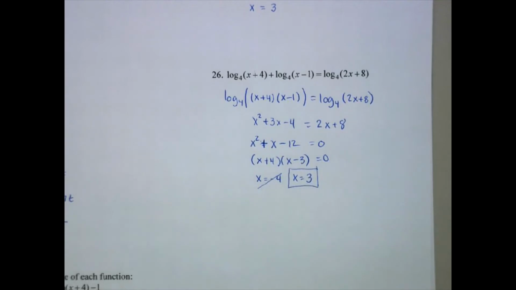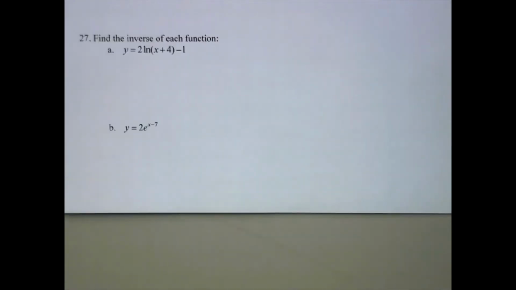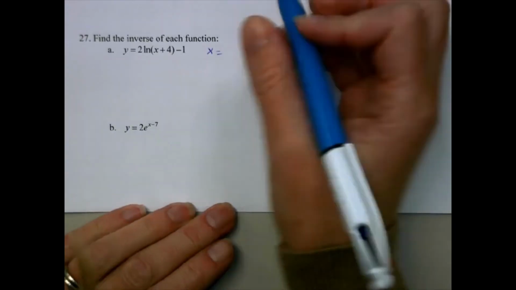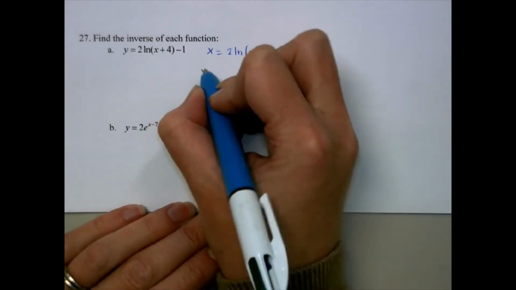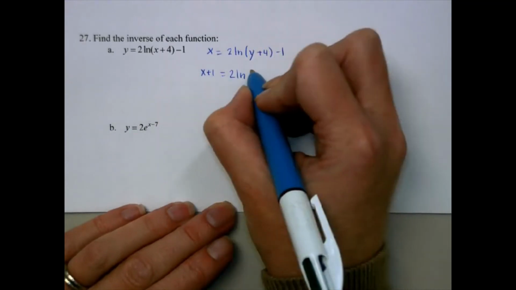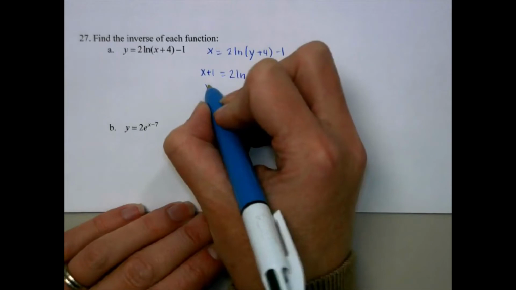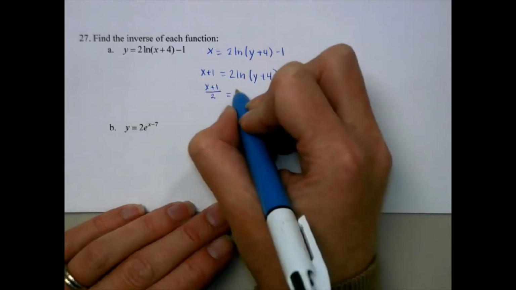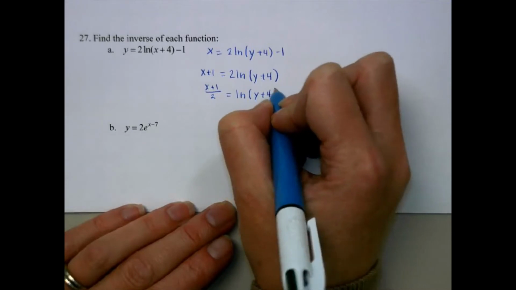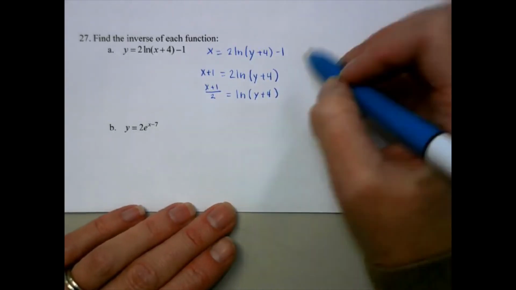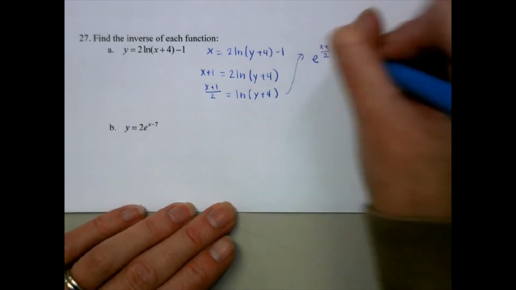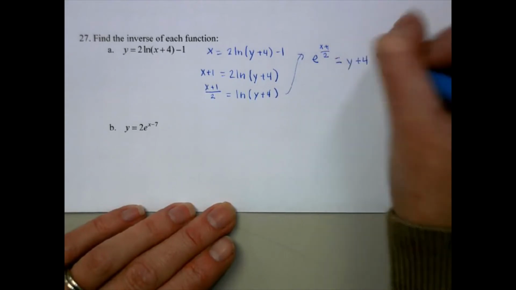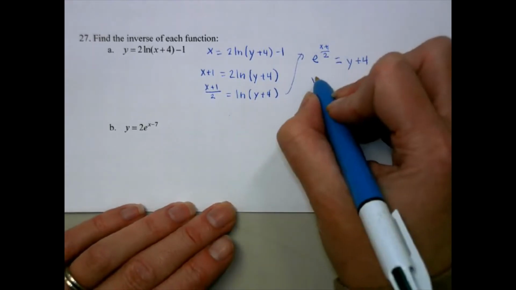Okay, to find the inverse, just like we did before, we're going to switch x and y and solve for y. So we'll add 1. Divide by 2. Okay, so to get rid of log, I'm going to raise both sides to the e. So e to the (x plus 1) over 2 is going to equal y plus 4, because if I have e raised to the natural log, it goes away. So my inverse is going to be e to the (x plus 1) over 2, minus 4.